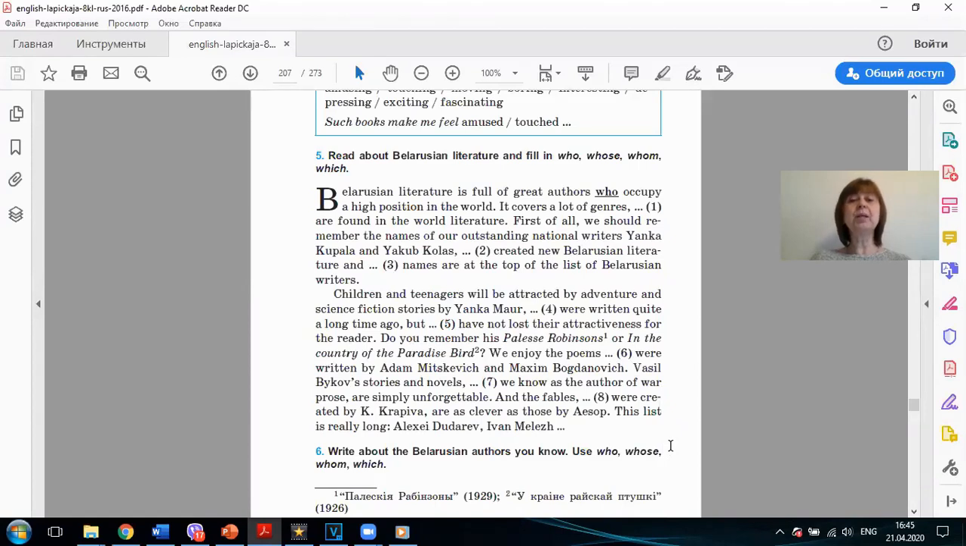Children and teenagers will be attracted by adventure and science fiction stories by Jan Kamavr, which were written quite a long time ago, but which have not lost their attractiveness for the reader. Do you remember his Polesье Robinsons or In the Country of the Paradise Bird? We enjoy the poems which were written by Adam Mickiewicz and Maxim Bogdanovich. Vasily Bykov's stories and novels, who we know as the author of war prose, are simply unforgettable. And the fables, which were created by Kondrat Krapiva, are as clever as those by Aesop.